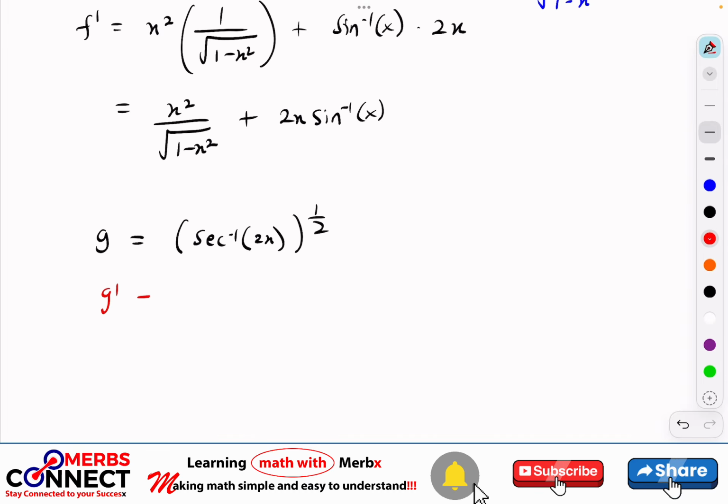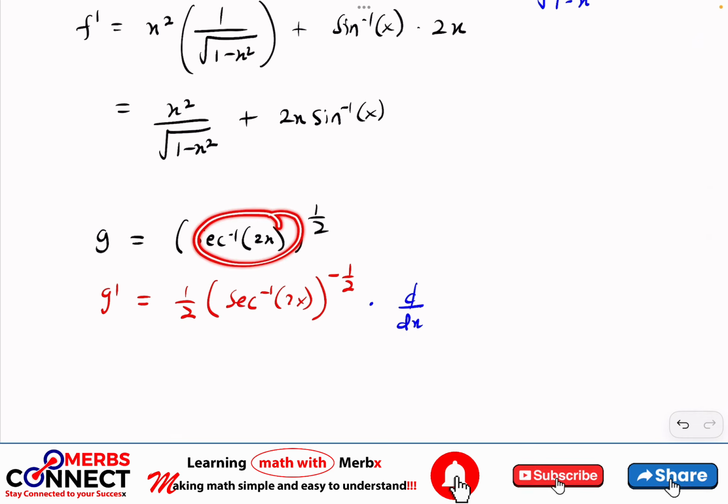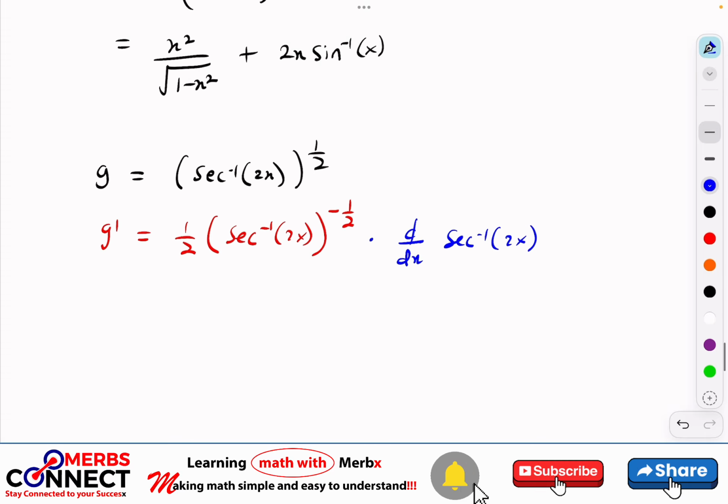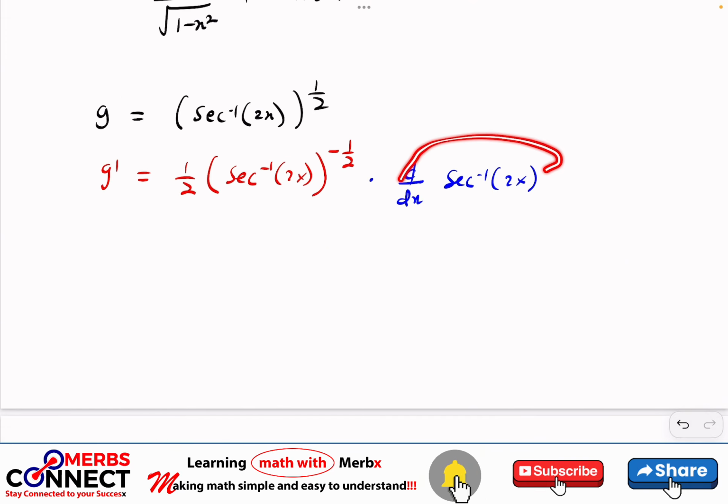So g prime is equal to 1 over 2 drops down. We maintain everything in the parentheses. We don't touch it. Then we subtract 1 from half, which is going to give us minus 1 over 2. Now we multiply it by taking the derivative of what is inside the parentheses, which is the secant inverse of 2x. Now we need to figure out this guy. Okay, what is this guy?